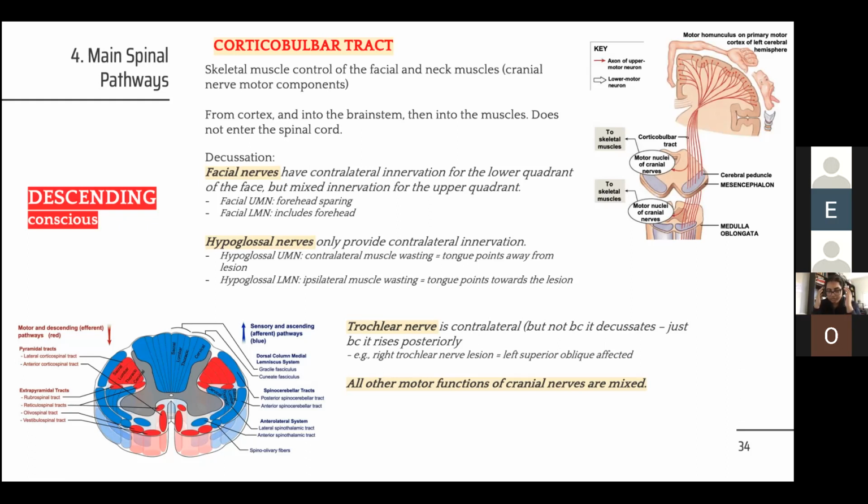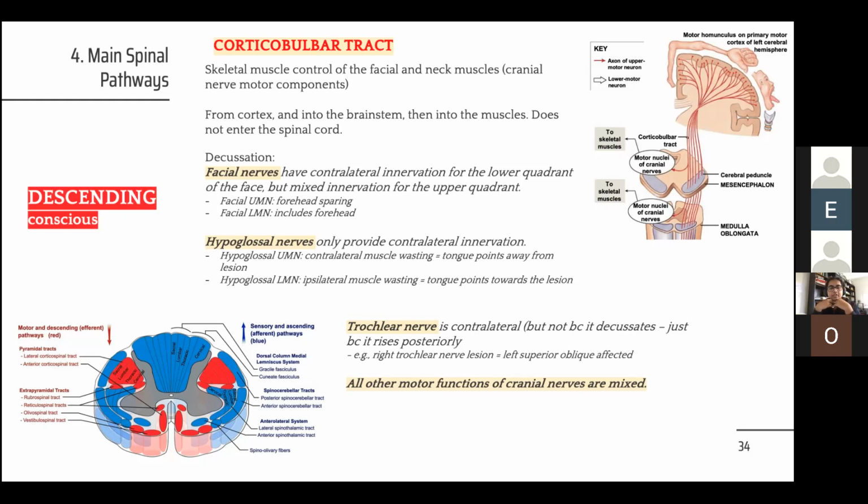So if you have an upper motor neuron lesion of your facial nerve, it's forehead sparing because you've got your other facial nerve that comes in and helps out with the forehead. But if you have a lower motor neuron lesion of the facial nerve, you have a lesion after the facial nerves have mixed. So the loss of motor function includes the forehead.